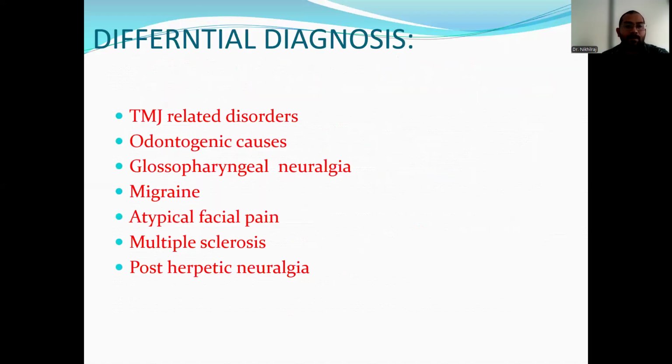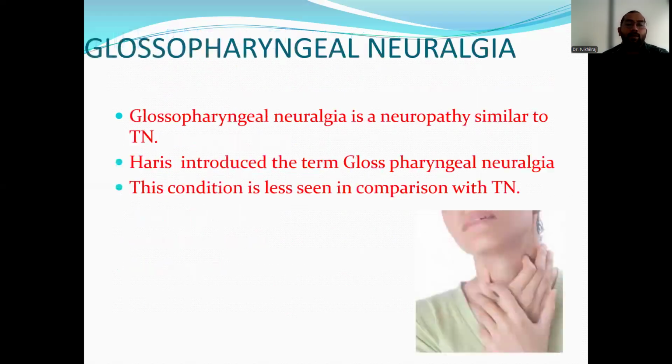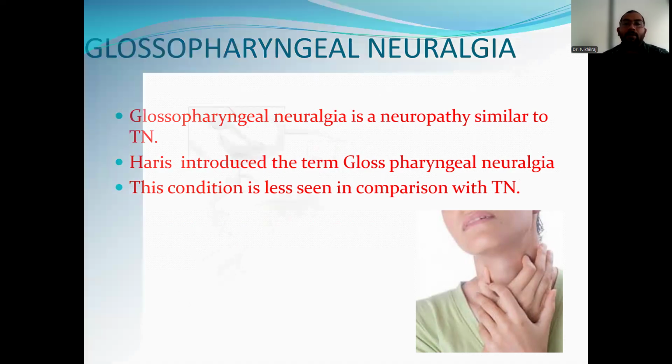Differential diagnosis: TMJ-related disorders, odontogenic causes, glossopharyngeal neuralgia, migraine, atypical facial pain, multiple sclerosis, and post-herpetic neuralgia. Glossopharyngeal neuralgia is another type of neuralgic pain, a neuropathy similar to trigeminal neuralgia. Harris introduced the term glossopharyngeal neuralgia. This condition is seen less often in comparison with trigeminal neuralgia.